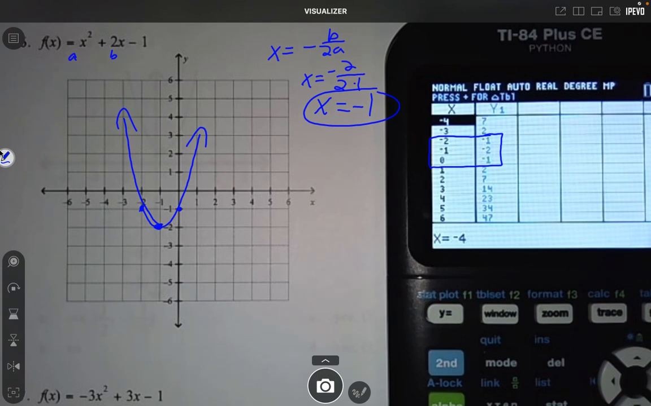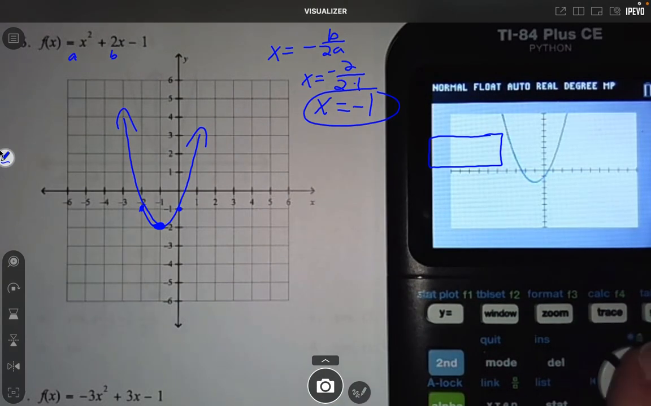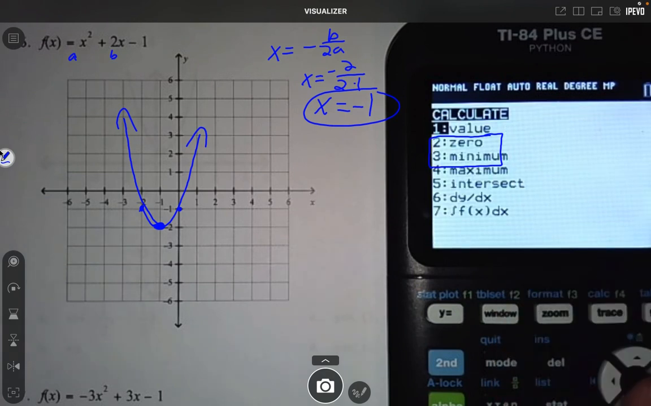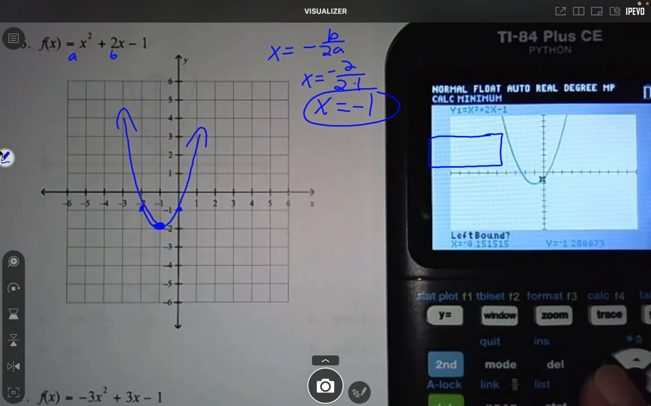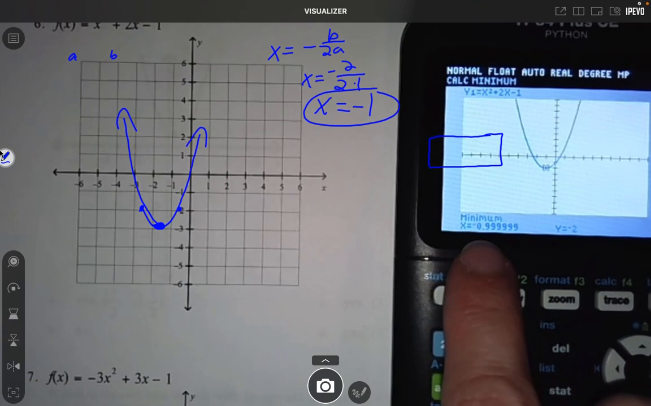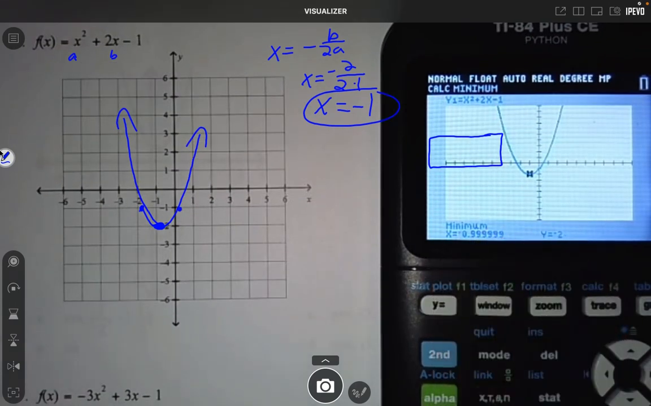Now, this right here is my vertex. There's 2 ways to find it. In this case, I can tell what it is, but let's just find it on our graph. So how do you find the vertex? You press second, trace. Is this a minimum or a maximum? It's a minimum. So I'm going to go down to number 3. I go to the left of it, to the right of it, and back to it. And what does it tell me that my vertex is? It's -1, -2. Doesn't that look like that's where that point is? At -1, -2. So that's part of your answer.